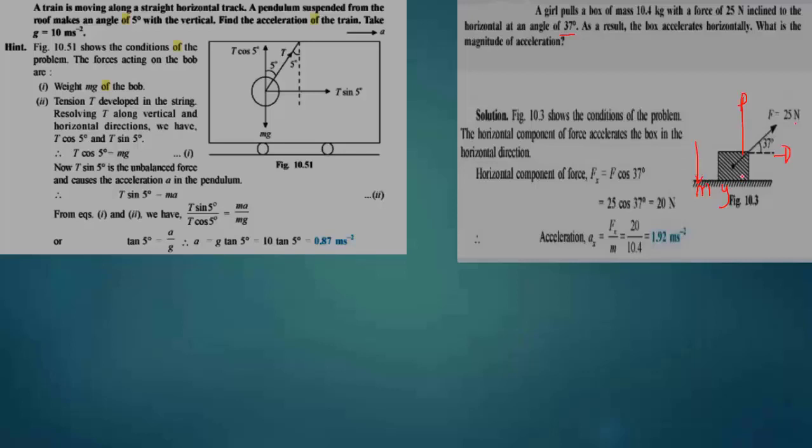Wasipokuambia kuna friction unaipotezea, it means friction hamna. Sawa, au wakisema ni smooth surface, okay? Wakisema ni smooth surface au wasipoitaja, wewe assume kwamba haipo. Sawa? So the only force that is acting horizontally ni hiyo moja, kwa yenyewe ndio resultant yenyewe peke yake. So we have F cos 37 is equal to mass times acceleration. So I have 25 cos 37 is sawa na 20. So divide by mass unapata acceleration. Hiyo hapo.